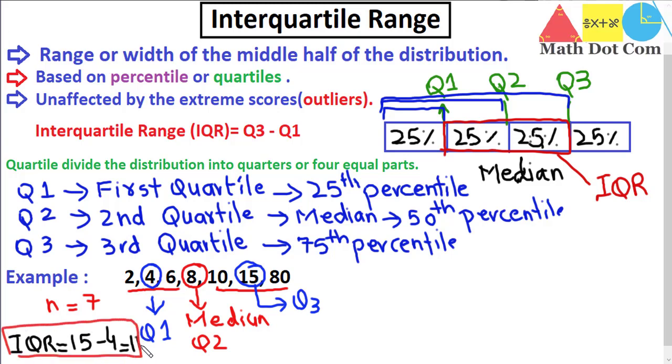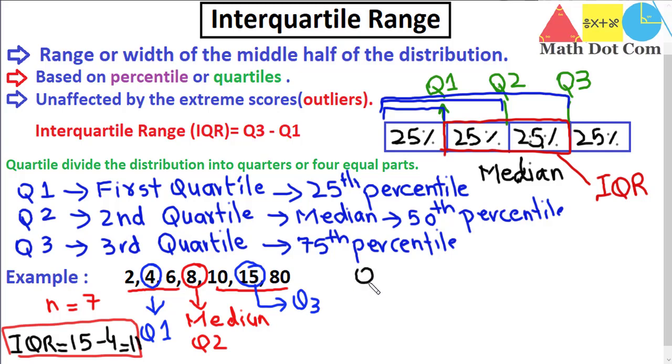So here this outlier 80 has not affected the range of the given data set. So this is the basic purpose of the interquartile range. I'll give you another thing as well, the formula that you can use to find Q1, Q2 and Q3.